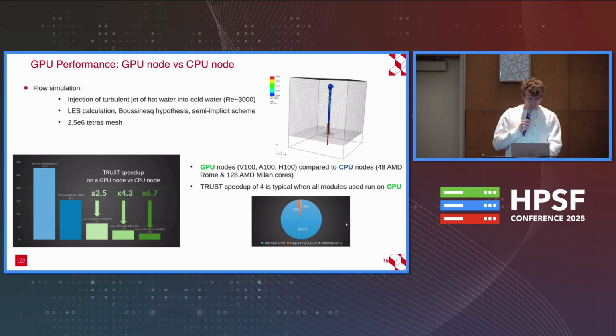Compared to the AMD Milan node, you can see that we have a speedup of 2.5 on V100, 4.3 on A100, and 6.7 on H100. Our goal, and the typical speedup that we aim for, is a factor of 4, so from 3 to 4.5 when we port a simulation to the GPU.